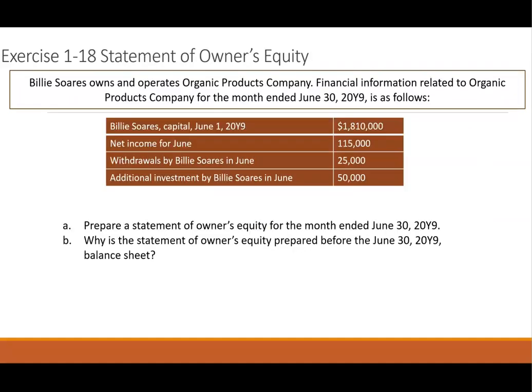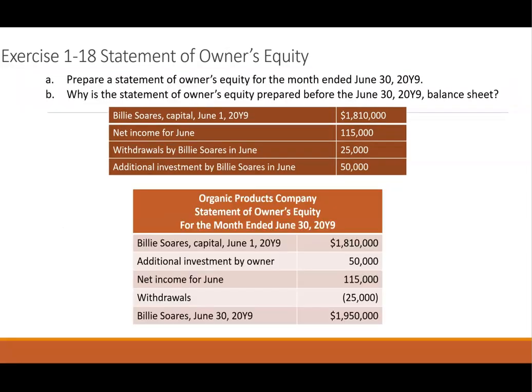Now, Billy owns and operates Organic Products. Financial information related to Organic Products Company for the month ended June 30th is as follows. So it shows Billy's capital at the end of the period, the net income, the withdrawals, and any additional investment he made. We are going to prepare a statement of owner's equity.